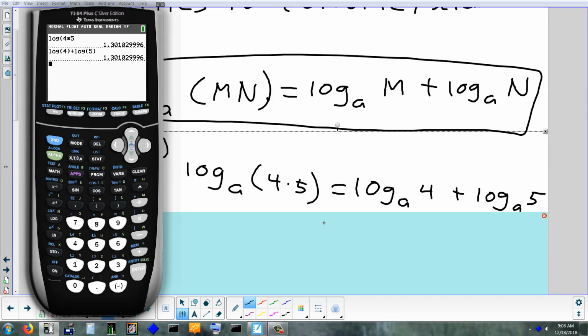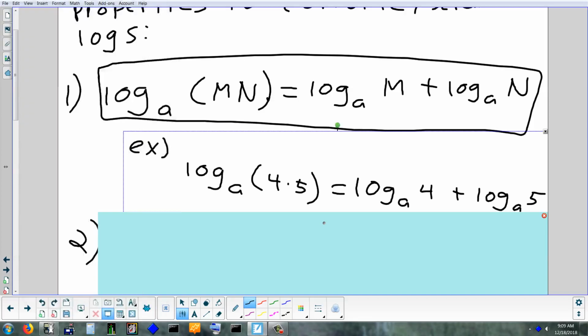What are 2 other numbers that multiply to give you 20, besides 4 and 5? 2 and 10. So log 2 plus log 10. Any 2 numbers that multiply to give you 20, if you use this property, you'll always get the same answer. You could do 40 and a half. You could do that, that would work. Anything. Okay, but the point is a product changes into a sum.